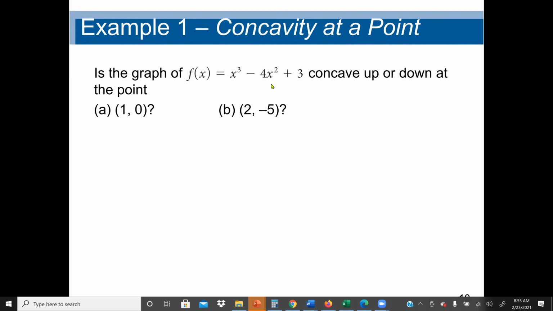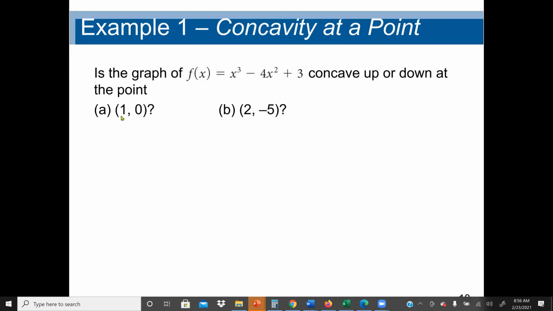S cubed minus 4s squared plus 3. I need to find the second derivative of this function. Then I'm going to plot 1. X is 1, y is 0. I need only the x, so I'll plot 1.